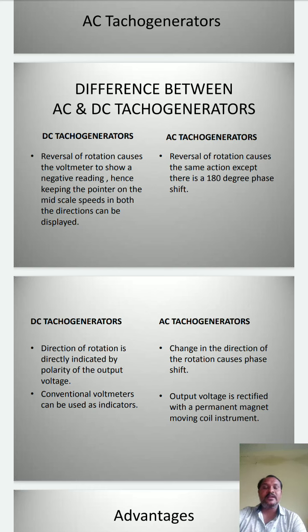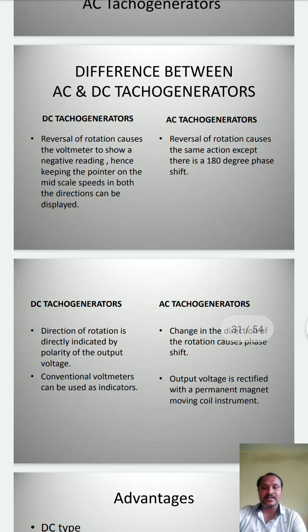Means, here there is a reversal of the rotation, because the rotation can be clockwise as well as anti-clockwise. So it will give you the display on the positive side as well as the negative side. That's why we keep the pointer at the mid-scale, which means it can display the speed in both directions.